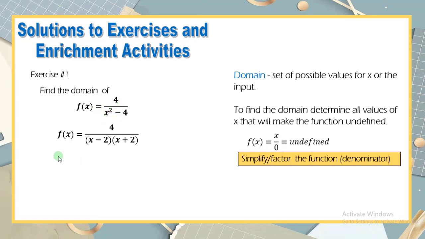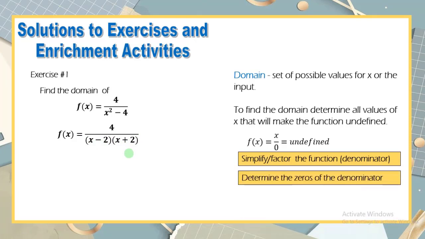So this will become f of x equals 4 divided by the quantity x minus 2 times the quantity x plus 2. Then determine the zeros of the denominator. So to do that, we equate our denominator to 0. So that becomes the quantity x minus 2 times the quantity x plus 2 equals 0. Then we equate each factor to 0. So this becomes x minus 2 equals 0, x plus 2 equals 0.